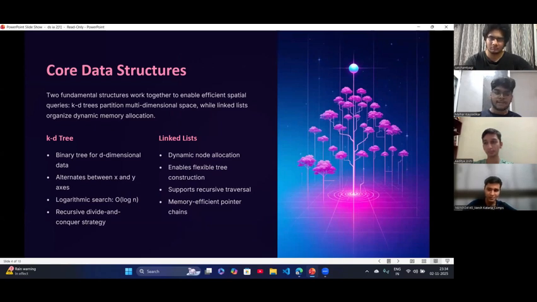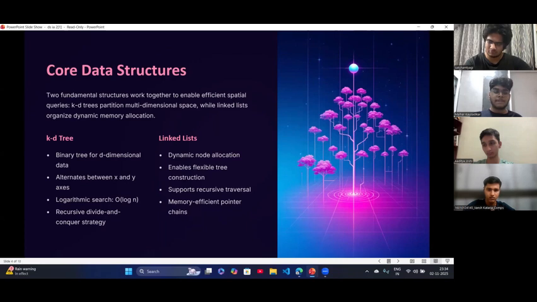Okay, so to build this, two fundamental data structures are at work in our project. The first one is the KD tree. This is the star of our show. It's a binary tree that works in multiple dimensions. As the slide says, it works by alternating the axis. It splits the map by longitude and latitude, and then longitude again, and so on. The divide and conquer strategy is what gives us that O(log n) search time complexity.